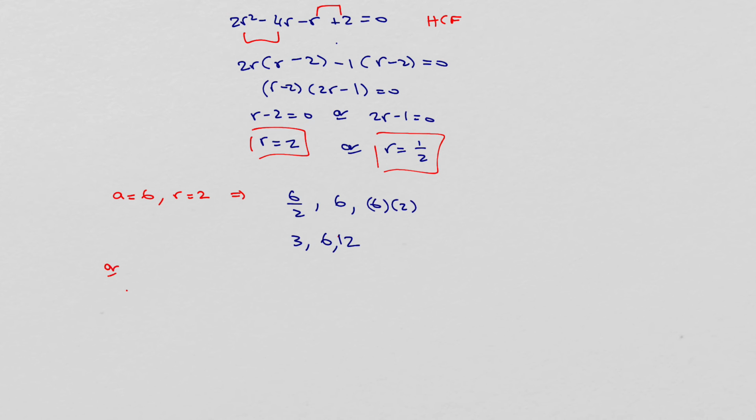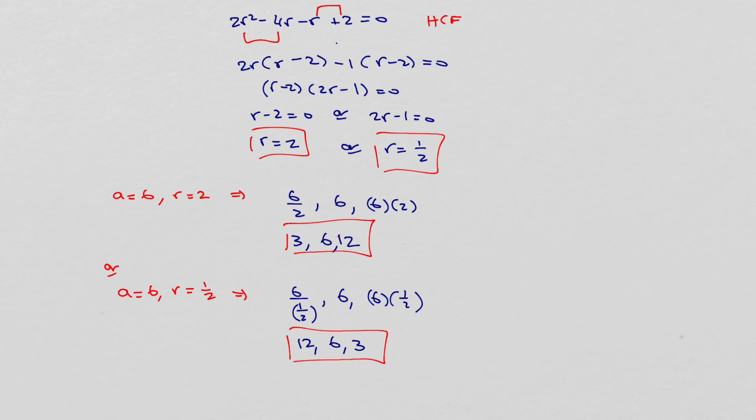Or if we have a is equal to 6 and r is equal to a half, then that would give me a over r, a and a times r, which gives me 12, 6 and 3. So in other words, the three consecutive numbers are the same. They're just in reverse order, depending on whether r is half or r is 2.